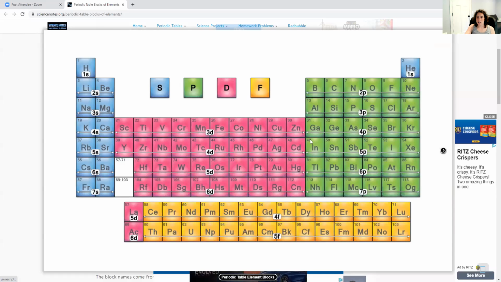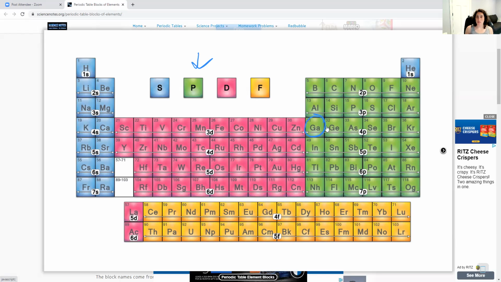All right. So let's try electron configuration for gallium. So gallium is element number 31. I'm going to show you a periodic table. Okay, so here is gallium, number 31, and it is in this green P block.